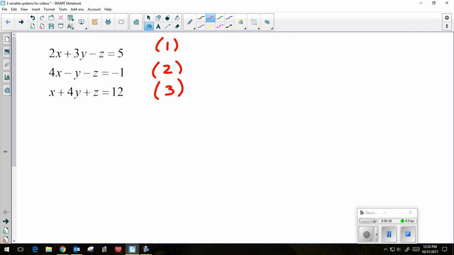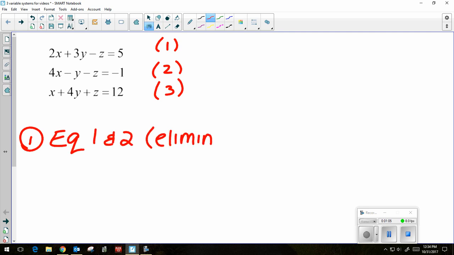If I'm looking at these variables, they're all stacked neatly on top of each other. x is in one column, y is in another column, and z is in another column. In order to cancel, the z's look the easiest because the z's all have the same coefficient with different signs. I'm going to label my steps as I go. Step 1, I am going to use equations 1 and 2, and I'm going to eliminate z.